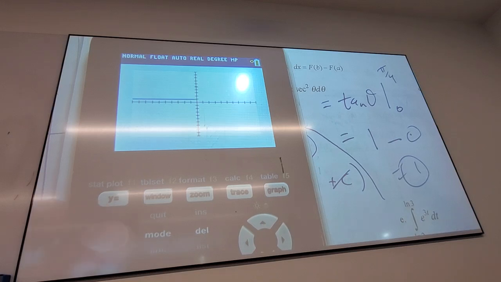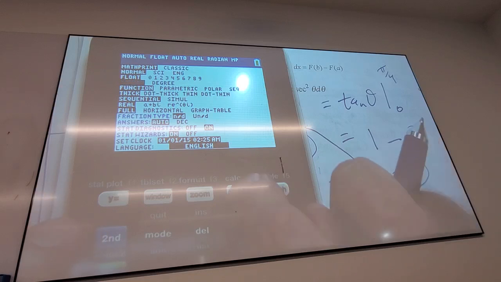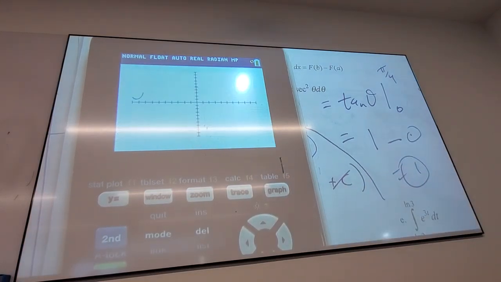Oh shoot, I'm not in radians. This is not my calculator. My calculator died. There we go. That looks like what secant's supposed to. And this is squared, right? So that makes sense, it's always above. Let it finish doing that.